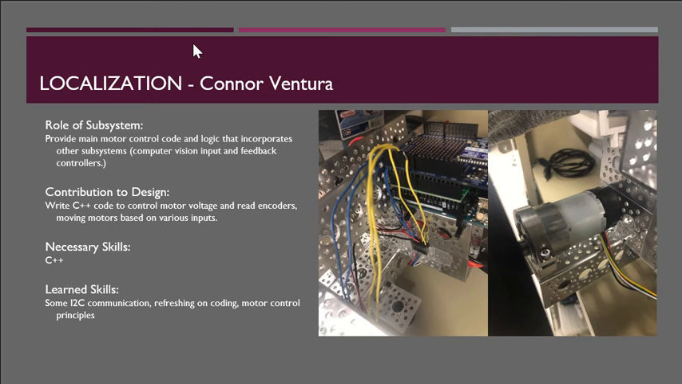My contribution to Demo 1 was that I wrote the C++ code to control the motor voltage and read the encoders. This was a little difficult because I had to adapt it from moving one motor to moving two motors, which I did have some problems with. The obvious necessary skills are C++, which I'm all right at, but I had to refresh on it. I also have had to learn some I2C communication as well as motor control principles. I worked a lot with Dominic and Drew on incorporating their PI controller into the code and fine-tuning that.